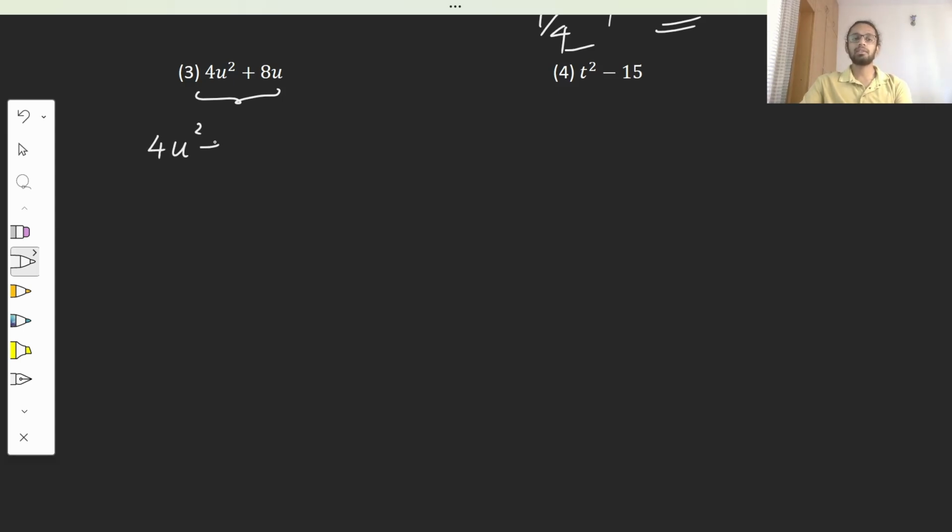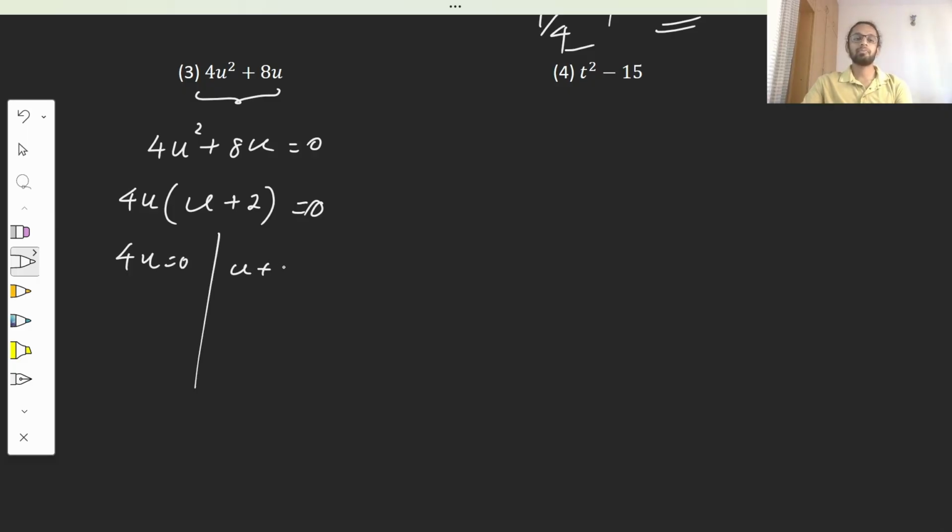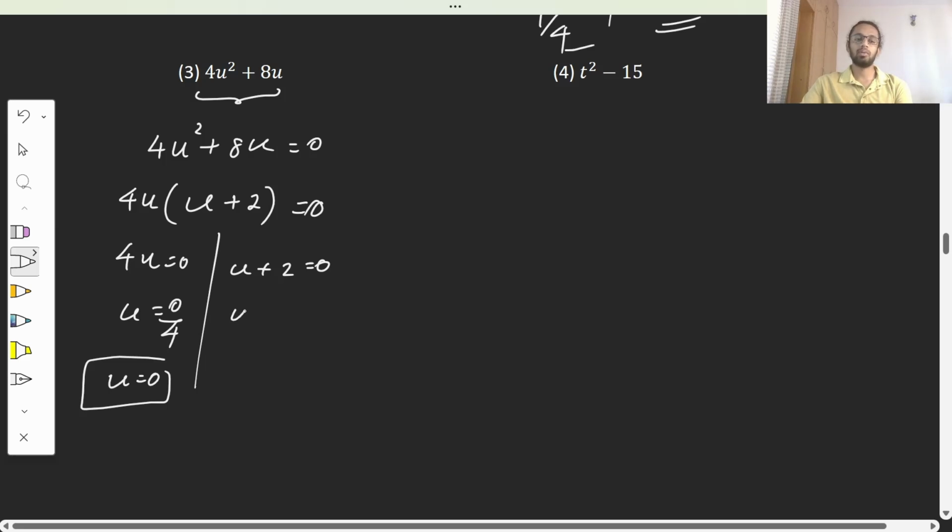So we'll just take this question, equate it to 0. We'll take common out. In both these, directly we'll take the common out without splitting the middle term. 4u can be taken common. We'll get u plus 2. Now this 4u has to be equated to 0 separately. And this u plus 2 has to be equated to 0 separately. The next step, we get u equals 0 by 4, which is basically 0. And u equals minus 2.